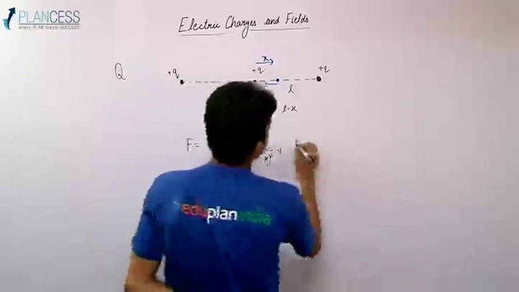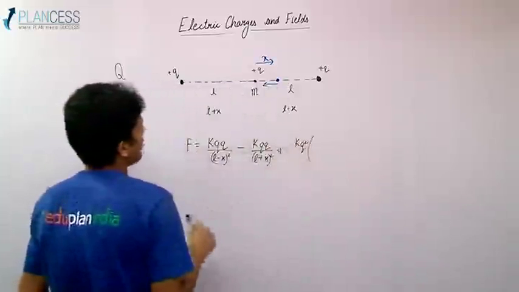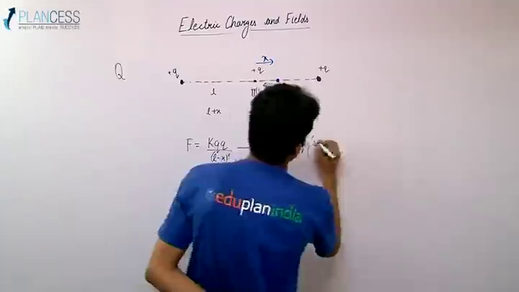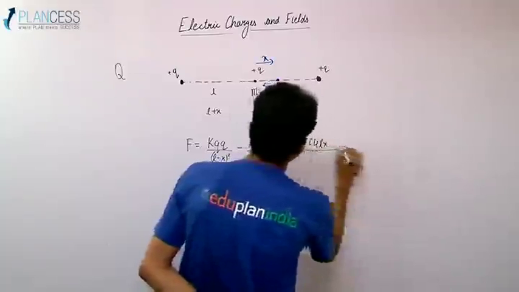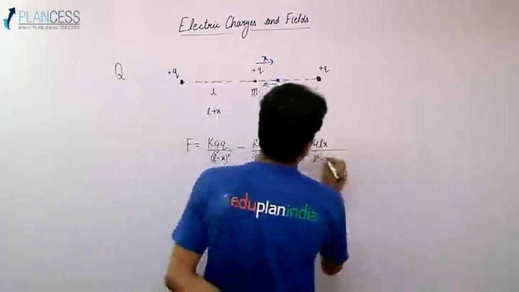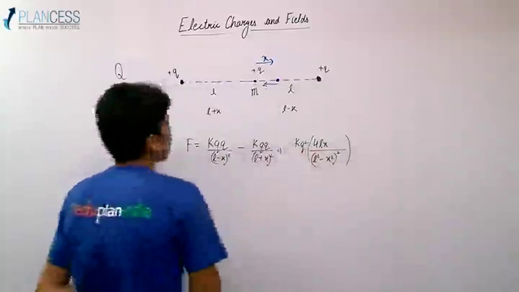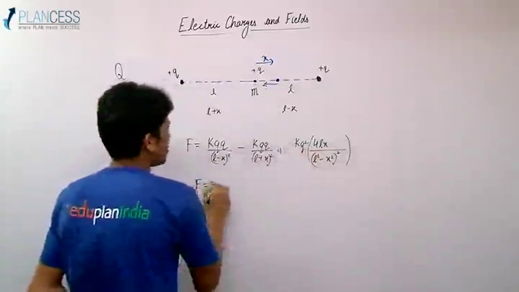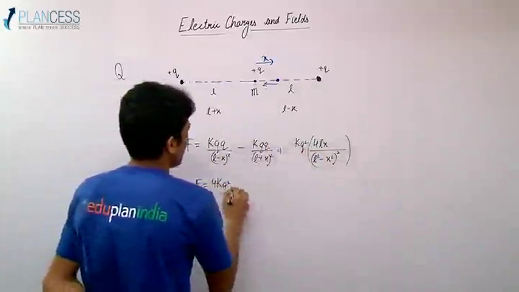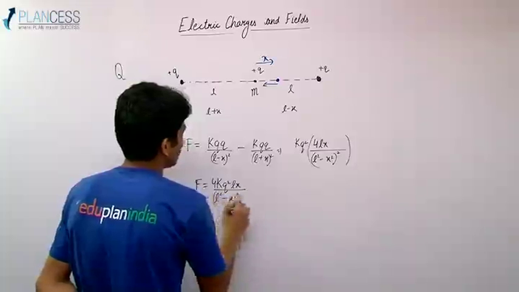So this can be written as KQ square times (L plus x) whole square minus (L minus x) whole square, which would be 4Lx upon (L square minus x square) whole square. So this would be the total formula, that is F equals 4KQ square Lx upon (L square minus x square) whole square.